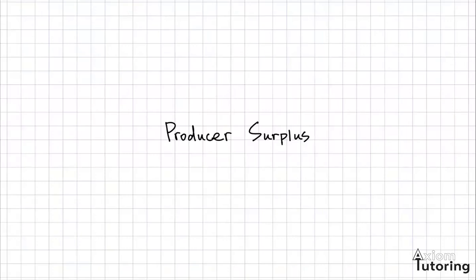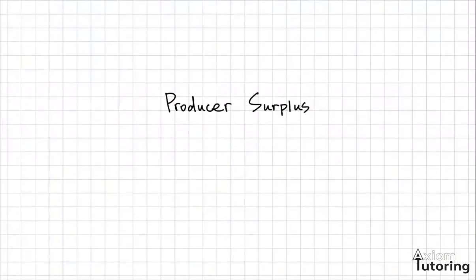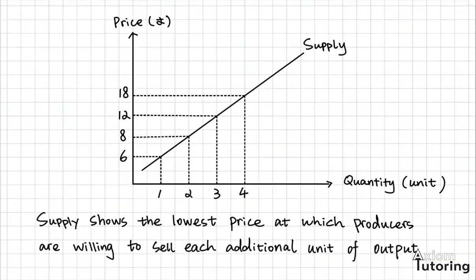Let's now move on to producer surplus. I will begin by reminding you of the concept of supply. Supply shows the relationship between the price of a good and the quantities that producers are both willing and able to sell over a given period of time, assuming all other factors remain constant.